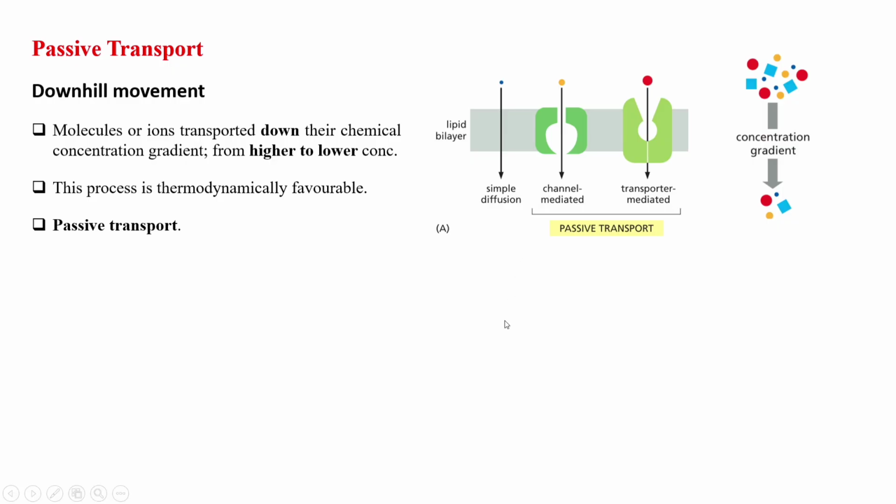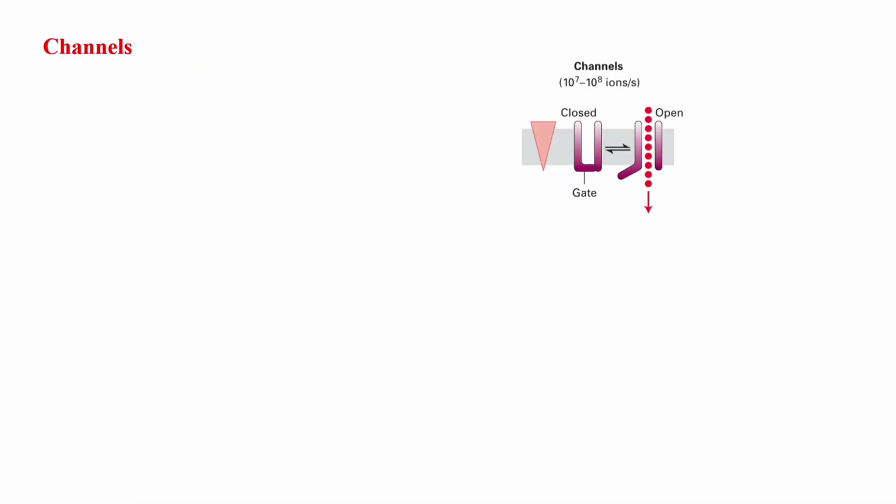Both can occur. Now, today we are focusing on channel mediated passive transport. So let's talk about channel mediated transport. This triangle sign denotes that the base of the triangle shows the higher concentration of the ions or molecules outside, than inside, because the sharp point of the triangle shows the lower concentration of the same molecule. And we know that through the channels, molecules or ions move from higher to lower concentration. That's why it's called downhill movement.